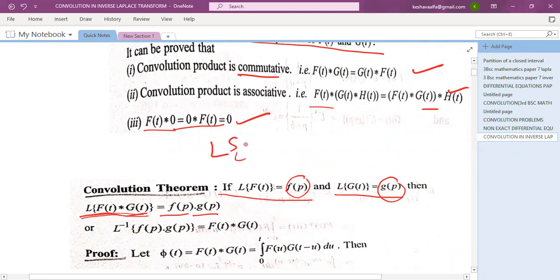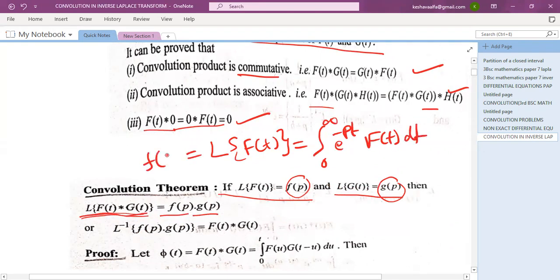We know that the Laplace transform of f of t is equal to the integral from 0 to infinity of e power minus pt f of t dt, that is our F of p. Similarly, the Laplace transform of g of t is equal to G of p, then the Laplace transform of the convolution is equal to F of p times G of p. Or simply applying inverse Laplace transform, that is L inverse of F of p times G of p is equal to f of t star g of t.